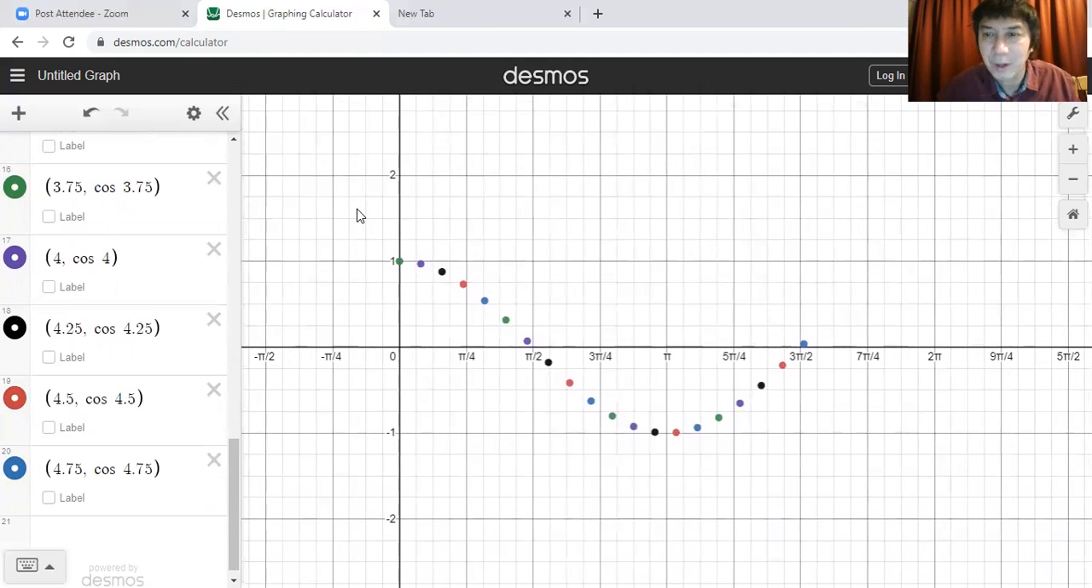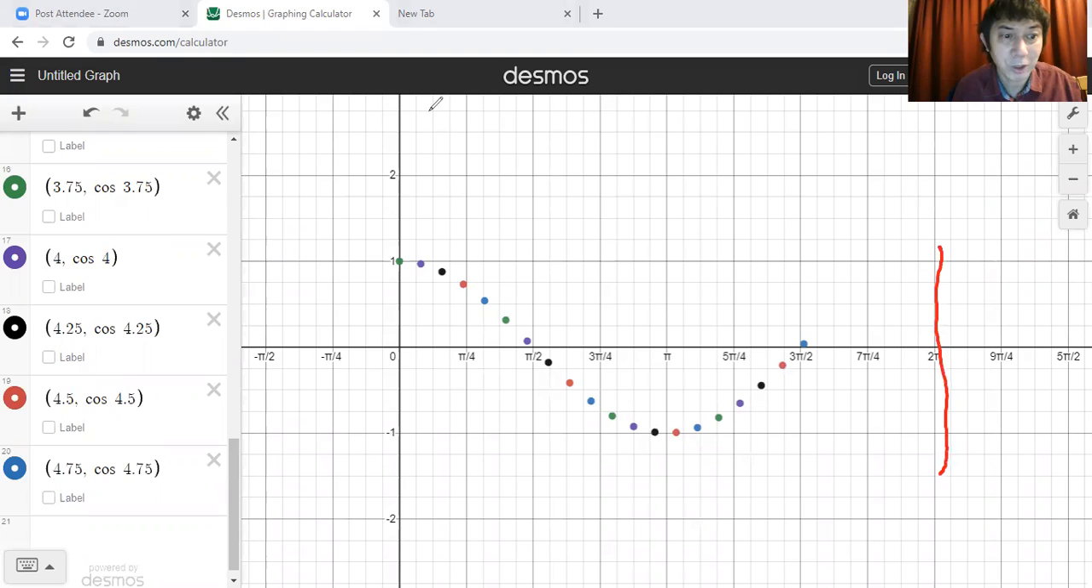We will stop when we reach 2 pi. That will be about 6.28. There, and it will be somewhere here. That will be one cycle. So it looks different from the sine function. One complete cycle is different from that of the sine.